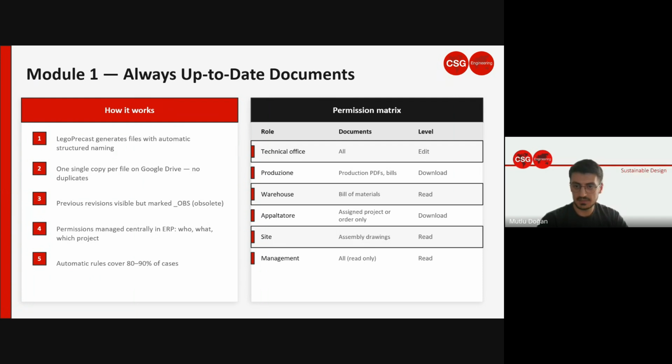The technical office can edit everything. Production can download PDFs and bills of materials. The warehouse can read material lists because they need only this one. External subcontractors can only see documents for their own order. And the site can read assembly drawings, for example. And the management part can read everything, but only reading, not modifying, say. And around 80 to 90% of these permissions are handled automatically. Very little manual administration, full control, let's say.